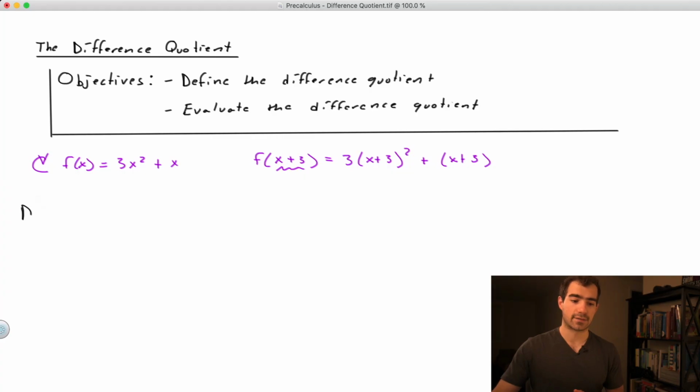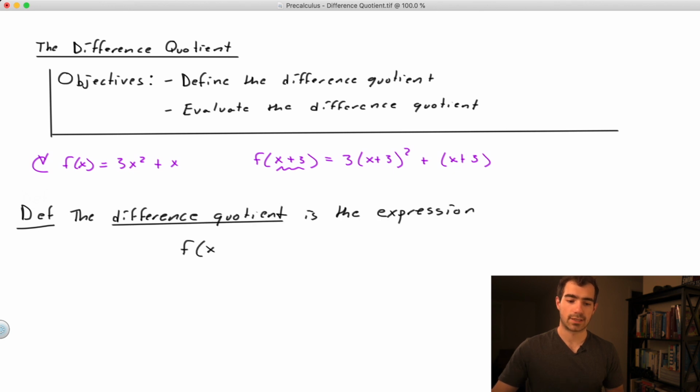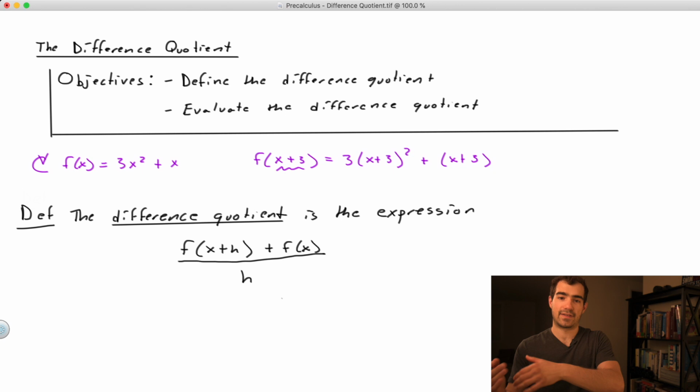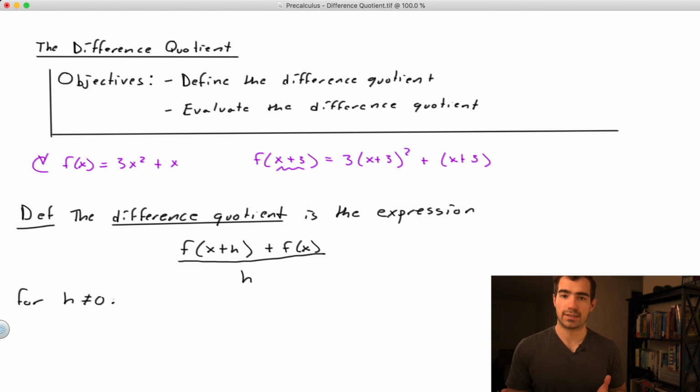And so we can define the difference quotient here. The difference quotient is just the expression f of x plus h. Right, so here we're talking about the expression x plus h, that quantity, as the input, plus f of x divided by h. So we're going to take the function f of x with the input of the expression x plus h and add it to the function itself and divide everything by h. And this is specifically for when h is not equal to 0. Right, because we don't have a good way to define division by zero, and so we're going to have to define this specific quotient just when h is not equal to zero.